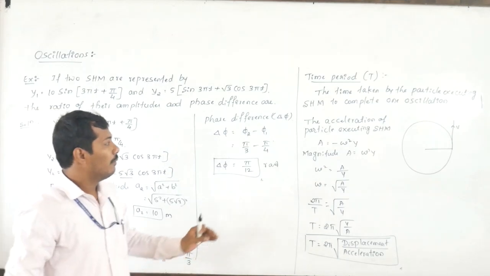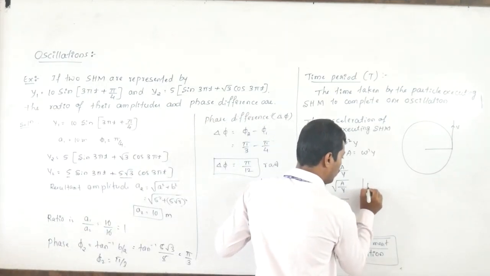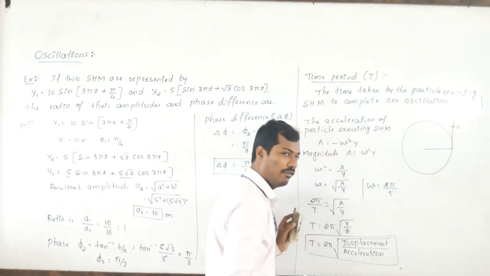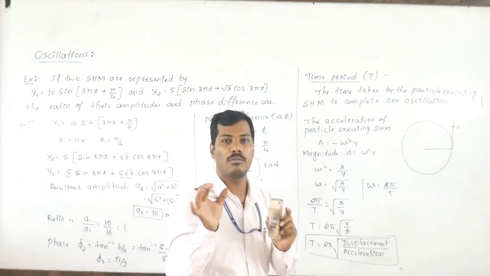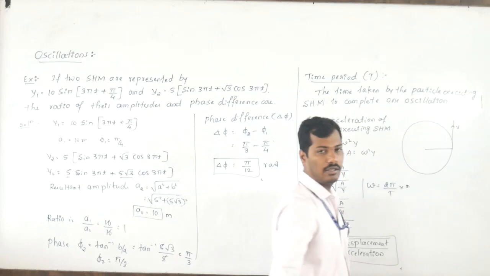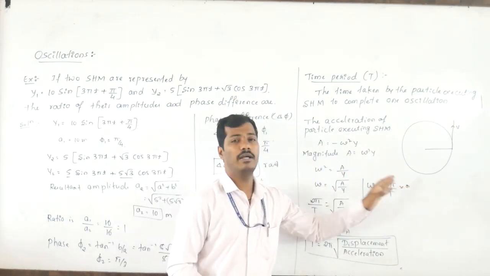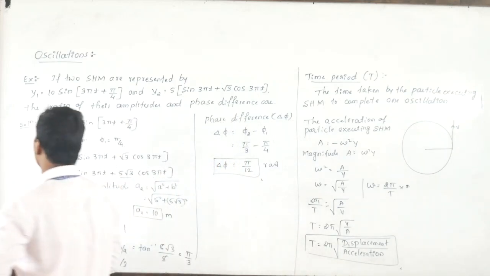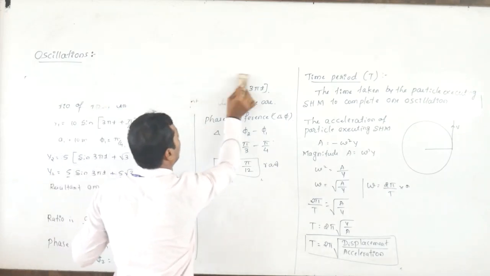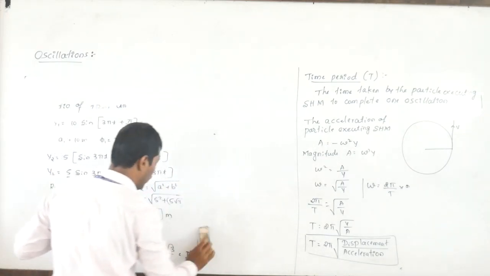Then by using this form, omega is equal to 2 pi divided by T. If a number of revolutions or oscillations are there, it becomes n. For n number of oscillations, omega is 2 n pi divided by T. Next, one more example.